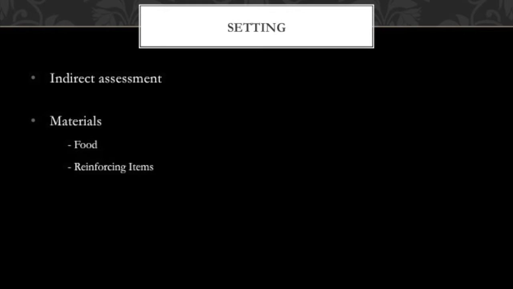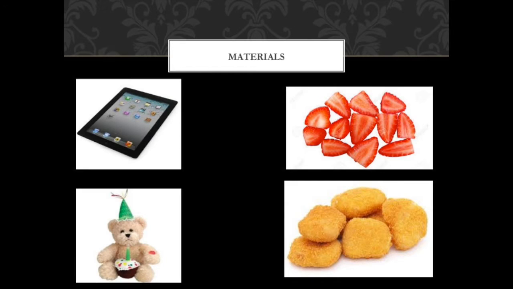Before conducting the study, I made sure to have all the necessary materials before beginning. First, I conducted an indirect assessment to ask the parents what the client's preferred food and reinforcing items are. The food was chicken nuggets and strawberries, and the reinforcing items included iPad and his singing bear. The pictures you see here up above are the ones that were used in the study. To the right you see the food items, and to the left you see his reinforcing items.